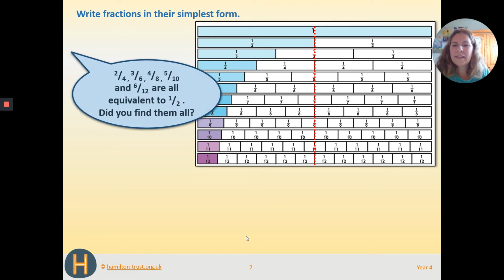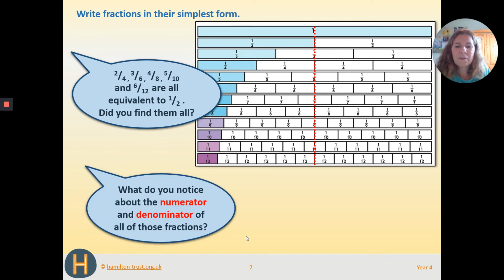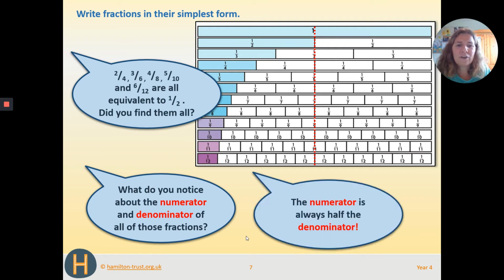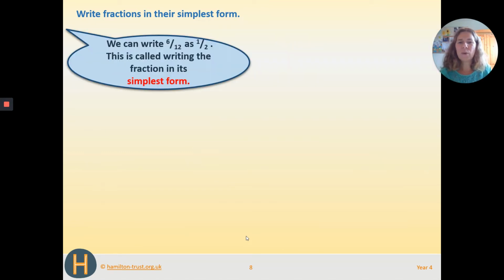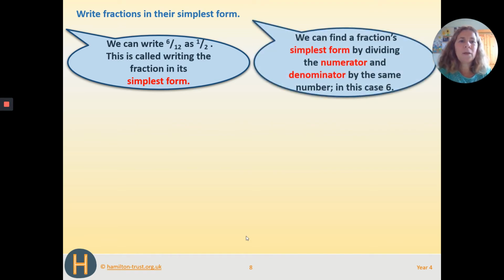2 quarters, 3 sixths, 4 eighths, 5 tenths, and 6 twelfths are all equivalent to 1/2. Did you manage to get them all right? Well done. What do you notice about the numerator and denominator of all those fractions? The numerator is always half the denominator. Did you remember that from before? Brilliant. We can write 6 twelfths as 1/2. This is called writing the fraction in its simplest form. We can find a fraction's simplest form by dividing the numerator and the denominator by the same number. In this case, it'll be 6.